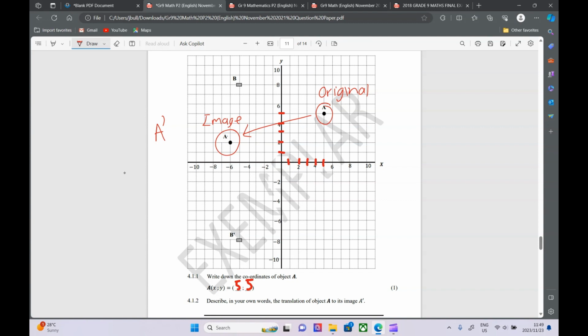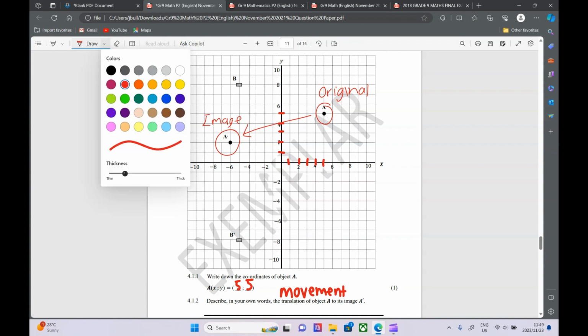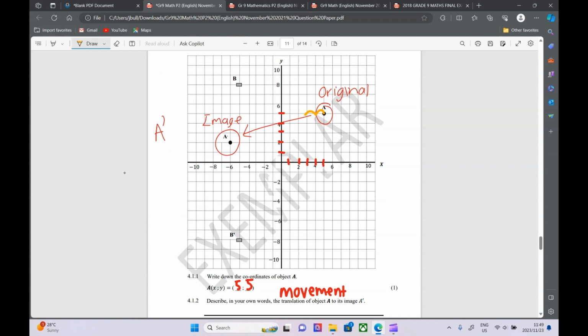Now, we need to describe in your own words the translation, so the movement of object A to its image. So they want to know, how did we get it from A to that image there? So what I do with these is I usually just draw like bunny hops and count. So first of all, 1, 2, 3, 4, 5, 6, 7, 8, 9, 10, 11. Okay, so went 11 spots to the left, and then how many down? 1, 2, 3 down. So I would just literally draw on it like that.